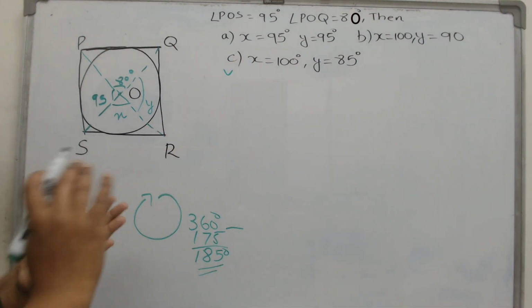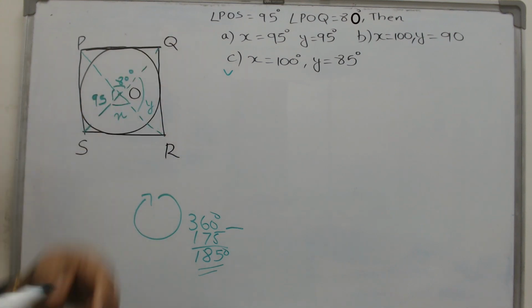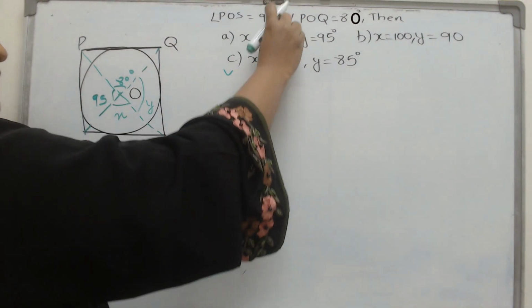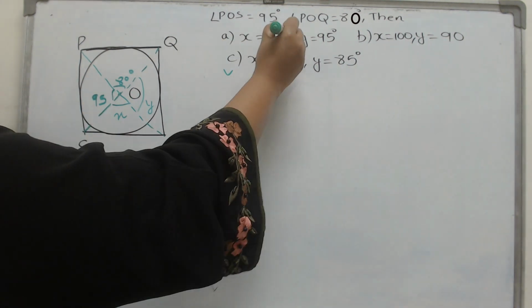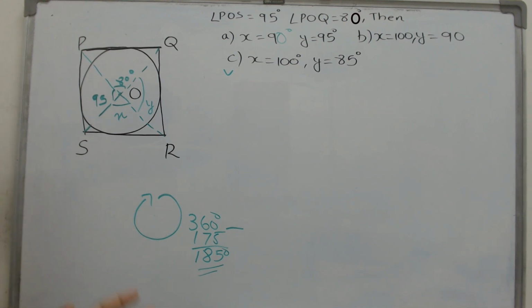C is our answer. But then if we have one of the other misleading options, maybe instead of 95, if this is 90, then what do we do? We find ourselves in a pickle. So what do we do now? We come back to the 10th grade, apply the results that we know, and try to find an answer. So shall we start solving?